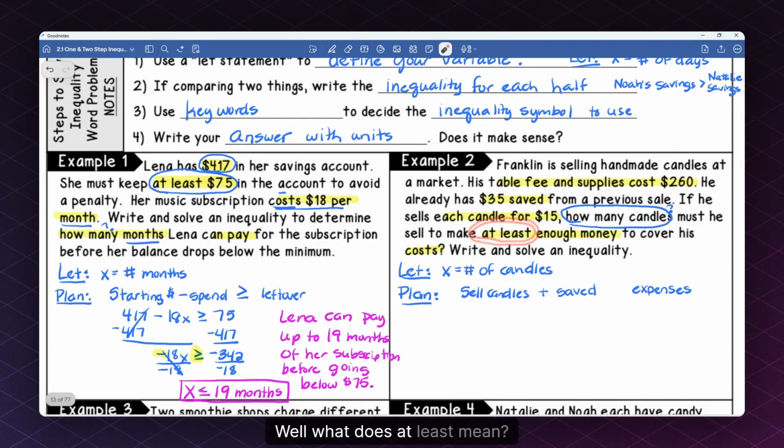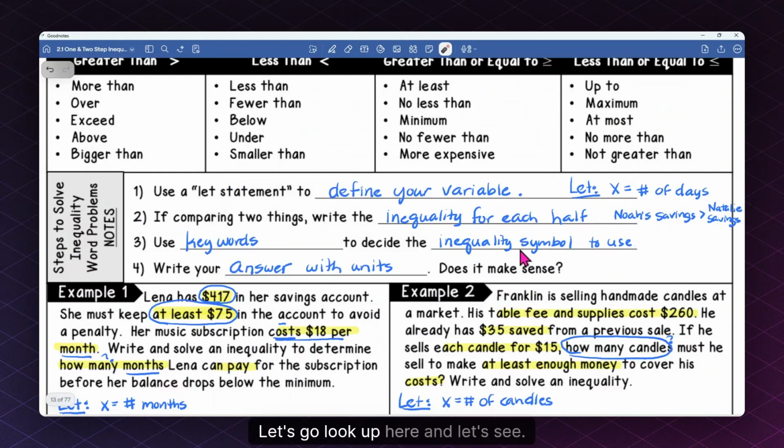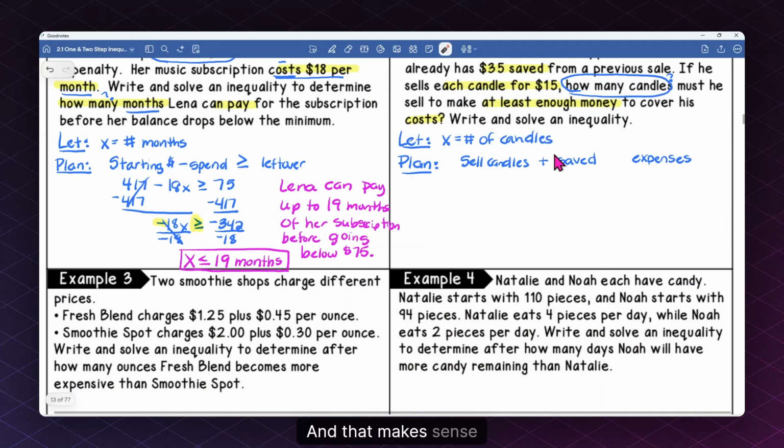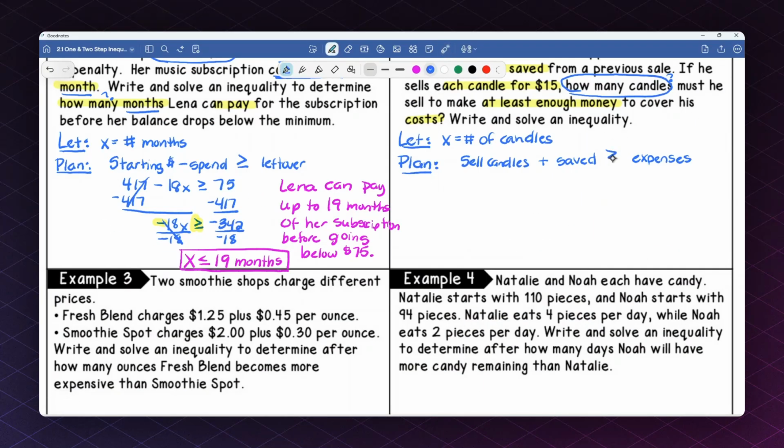Well, what does at least mean? Let's go look up here and let's see. Okay, at least is right here. So we've got this symbol here, the greater than or equals. And that makes sense because the amount of money that he makes from candles plus the amount that he has saved, I mean, it could be equal to expenses, but we want it to be greater, right? Like that's the way businesses work.